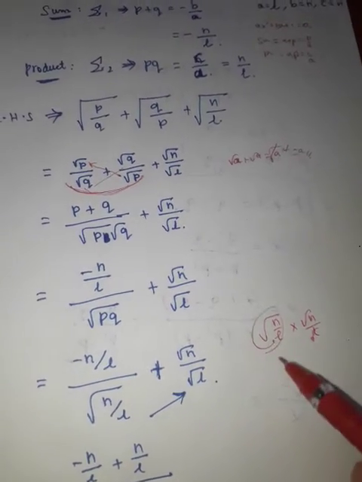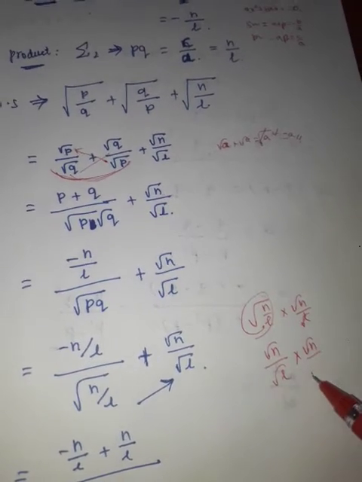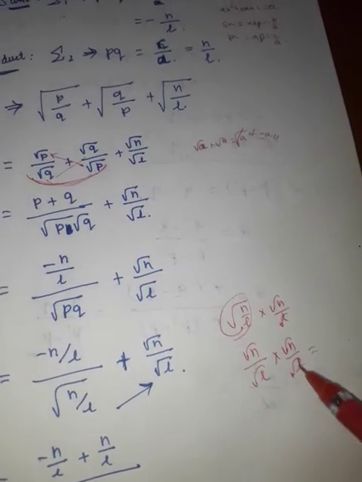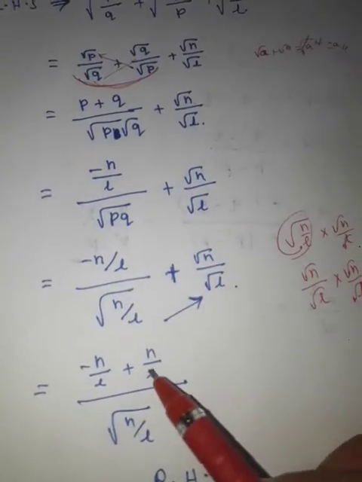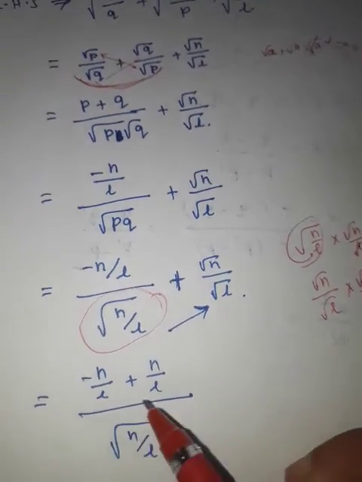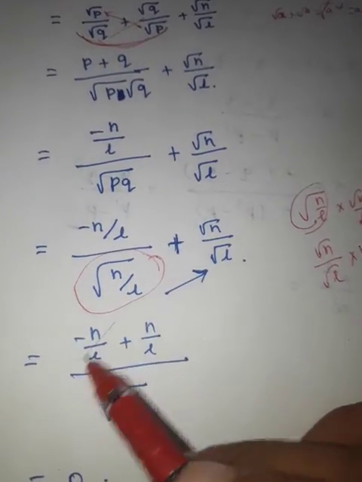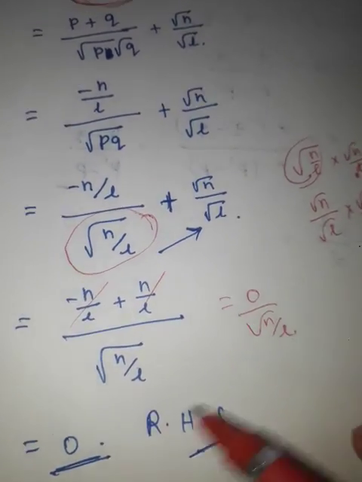Okay, this one also we can separate, root n root l into root n root l. So this answer is n into n by l only, so n by l. But again we write the denominator value one time. So minus n by l plus n by l. If we cancel this, we get 0. So 0 by root of n by l, so this value is 0. We can prove this part. Thank you, student.